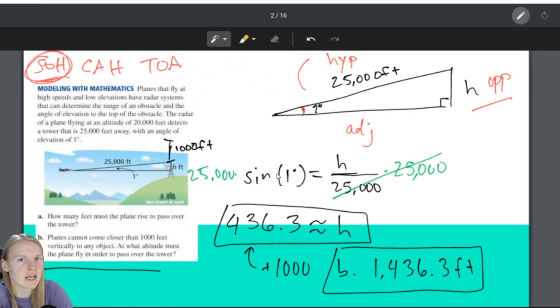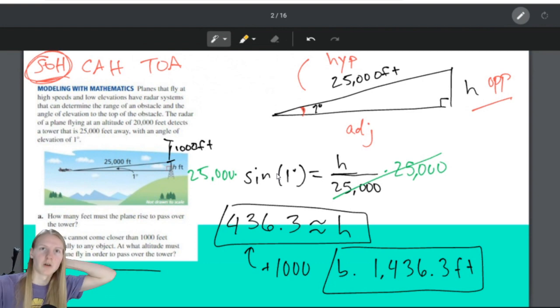So, next time you're flying your plane, make sure that you do your math before you go crashing into any cell phone towers or whatever. Radar tower. No, I don't know. It just is a tower. That's okay. Alrighty. Thanks for doing that question with me.